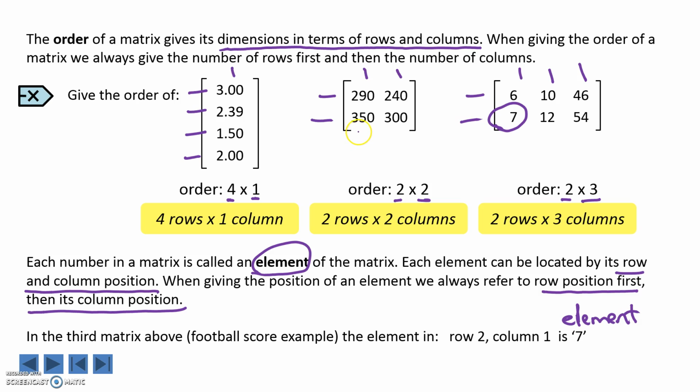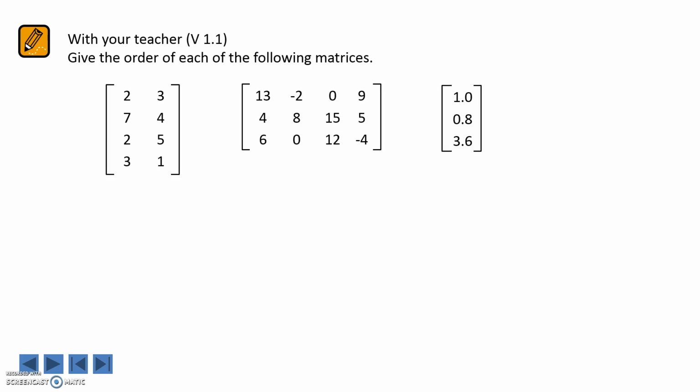If we were looking here at our second one, row 2, column 2, 1, 2, 1, 2, we'd be talking about the number 300. Let's have a look at some that we can do ourselves and put these in our book.